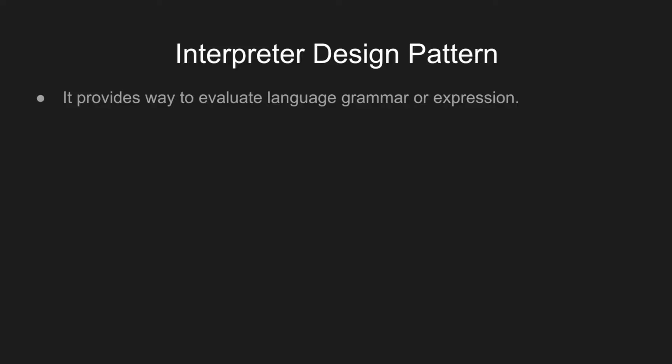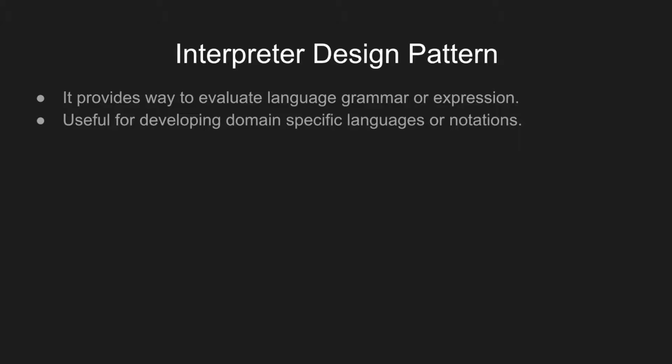So this is the first point. It provides a way to evaluate grammar or expression. In real life, Google Translator has a set of grammar. For example, for English there is a set of rules, for Tamil there is a set of rules, and for all the languages there are sets of rules. Using the rules only, we try to talk with others. Similarly, if you are writing any program which contains a set of rules or grammars, then we could use the interpreter design pattern for that. It is also useful for developing domain specific languages or notations.